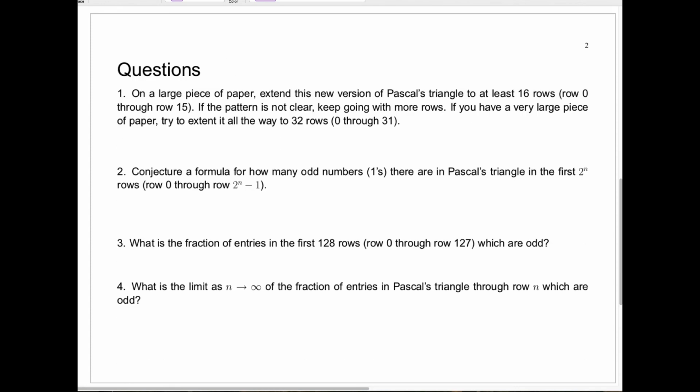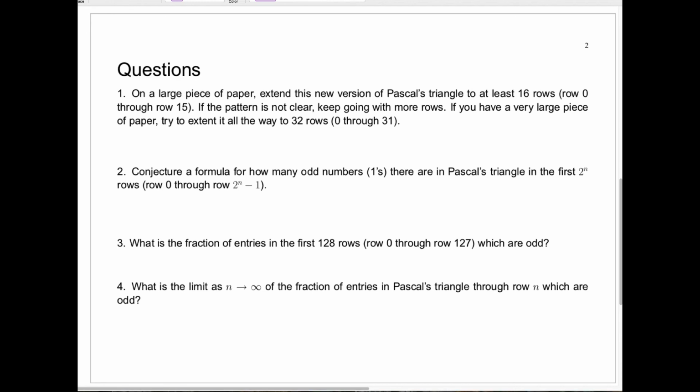Here are the questions I want every single one of you to work on for Monday, and I want us all to be able to talk about them in class on Monday. First, I want you to continue this process and find a large piece of paper. You can do this just on a regular 8.5 by 11 sheet of paper, but even better if you have a bigger piece of paper, you can go further.